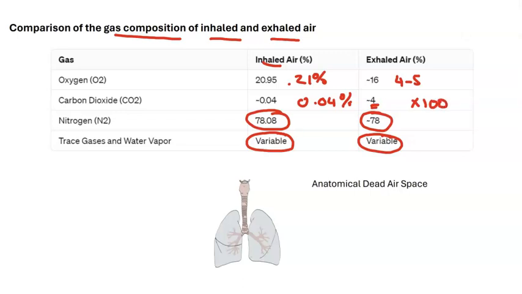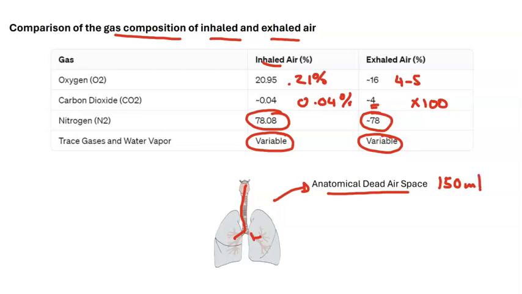For consideration, remember that there is no gas exchange in the trachea or the bronchi or the bronchioles. This is referred to as anatomical dead airspace, but probably only accounts for about 150 milliliters of air itself.